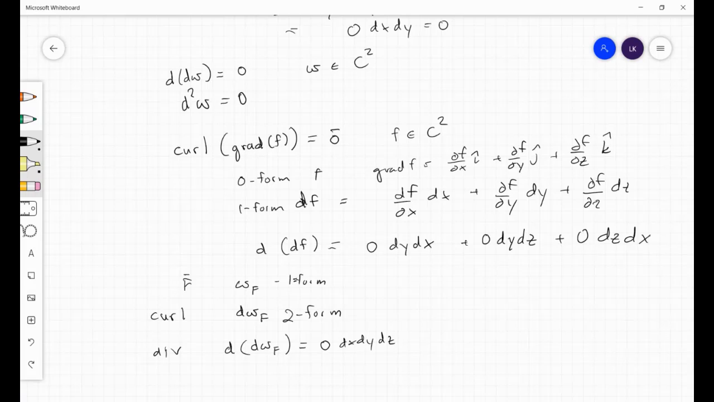Okay. So again, using this fact about exterior derivatives, this is equivalent to showing that the divergence of the curl of some vector field, assuming the components of your vector field are C2, is just 0.